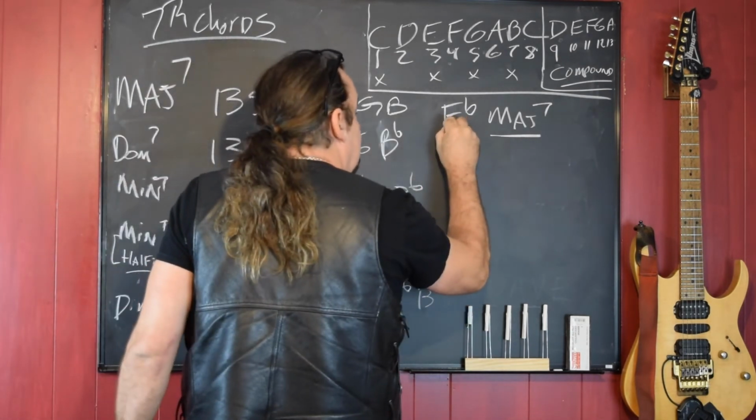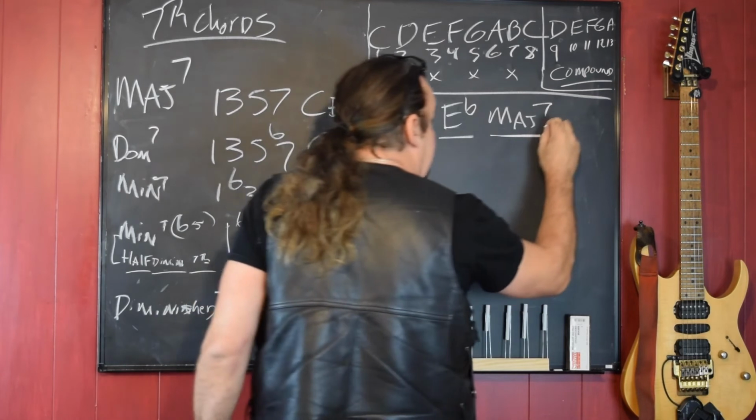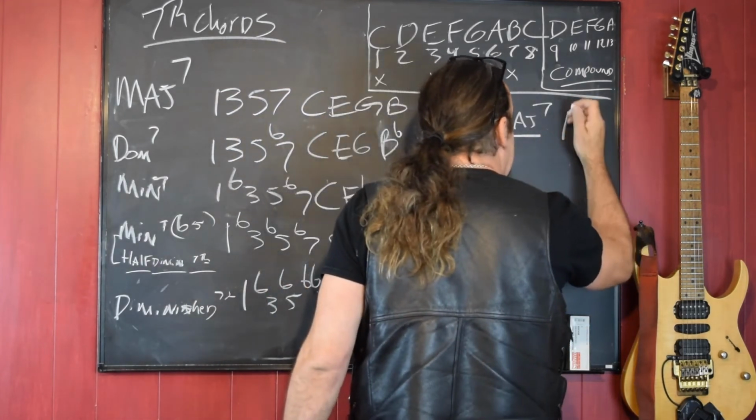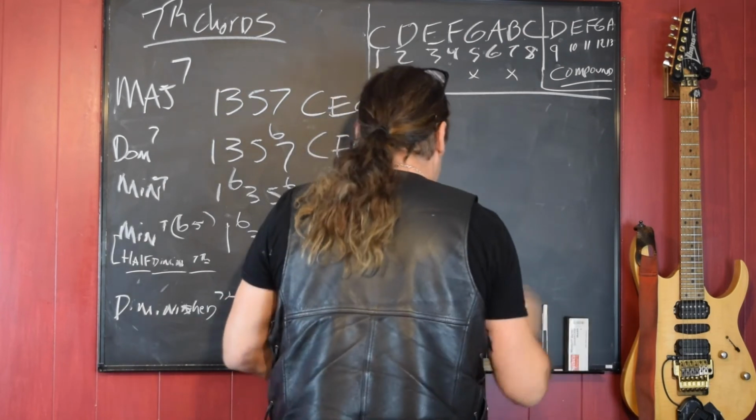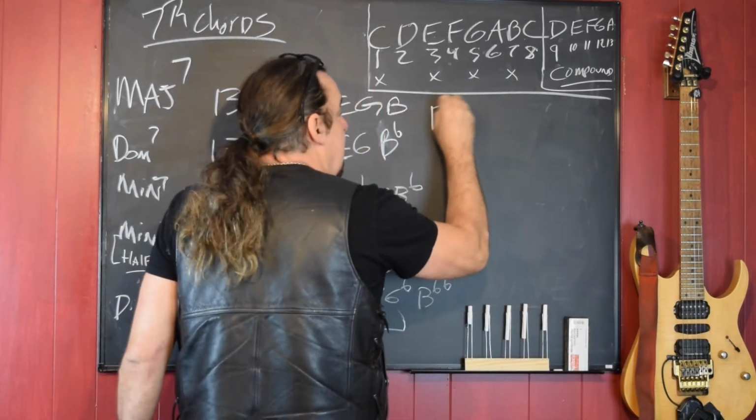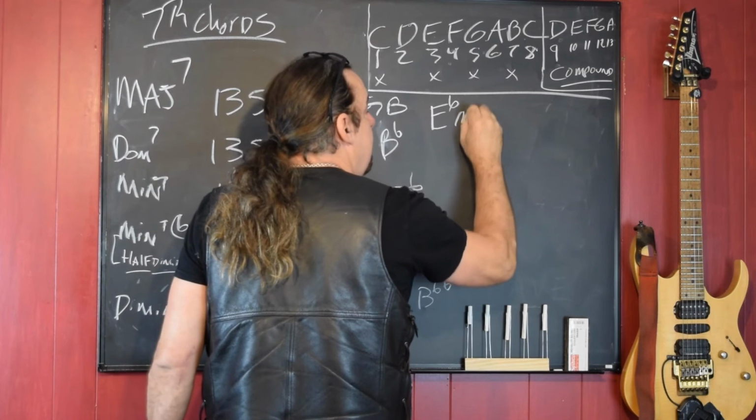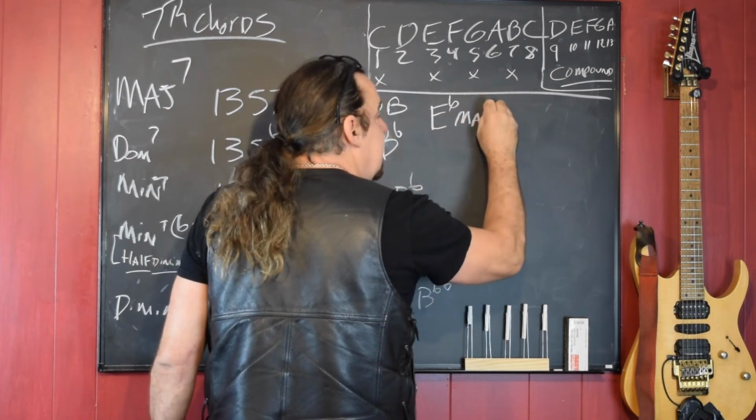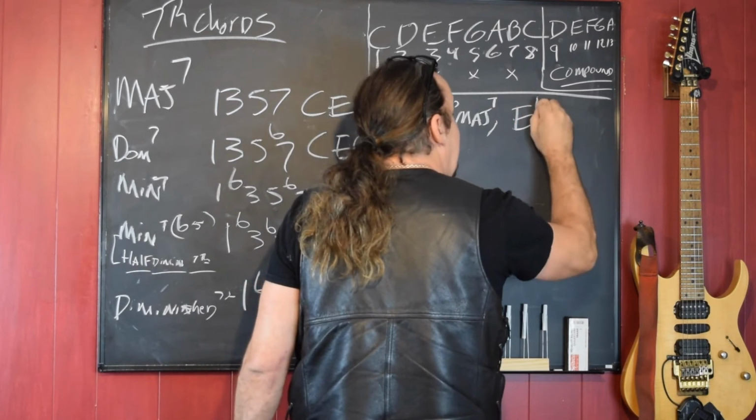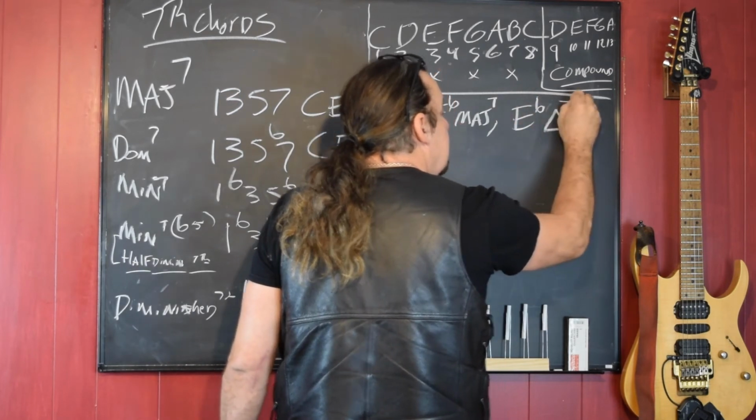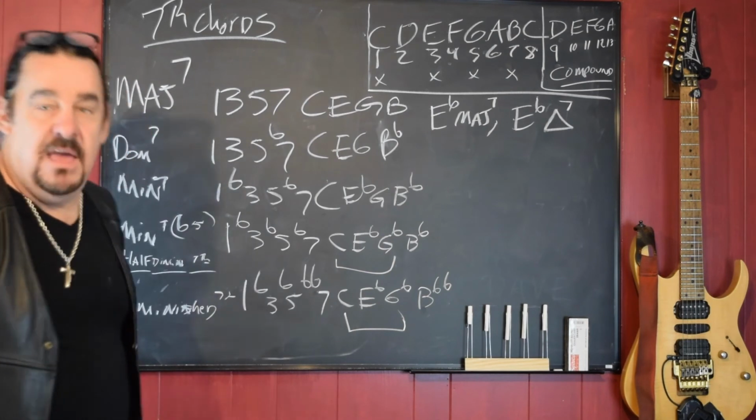Now, sometimes I've seen as well, by the way, something like this. If I said E flat M-A-7, I've seen M-A-J-7. I've seen people write E flat with a triangle 7. Does that mean it's E flat major 7?